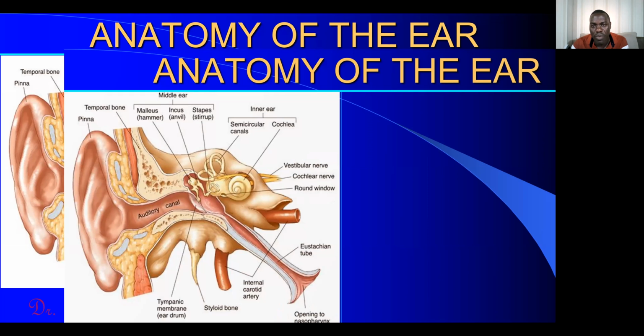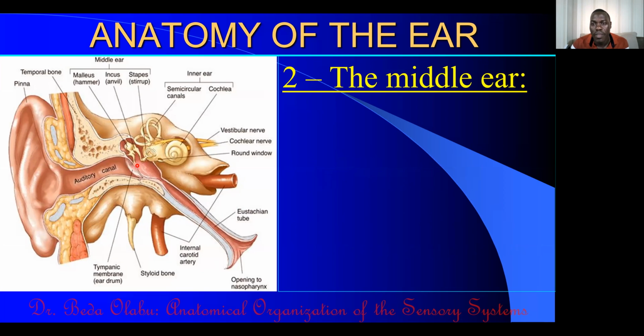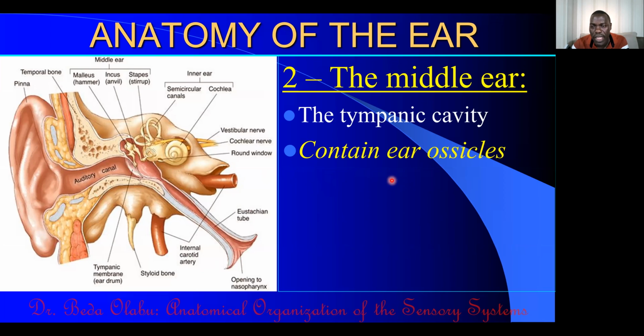So we can now talk about the middle ear. The middle ear, which is this region, is also known as the tympanic cavity. The tympanic cavity contains ear ossicles. Ear ossicles are some small bones within the middle ear. These are the small bones. We have what we call the malleus. We have what we call the incus. And we have what we call the stapes. And they're in that order.